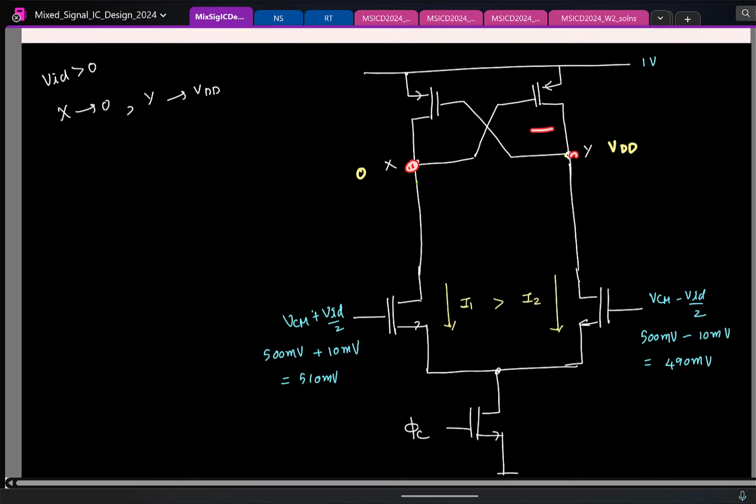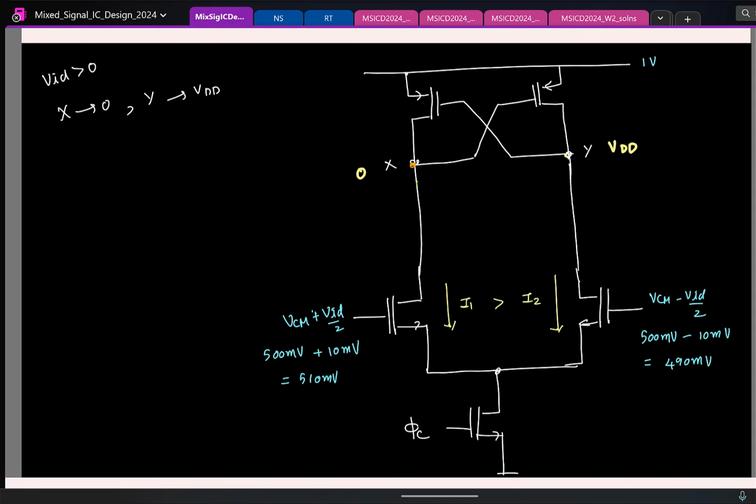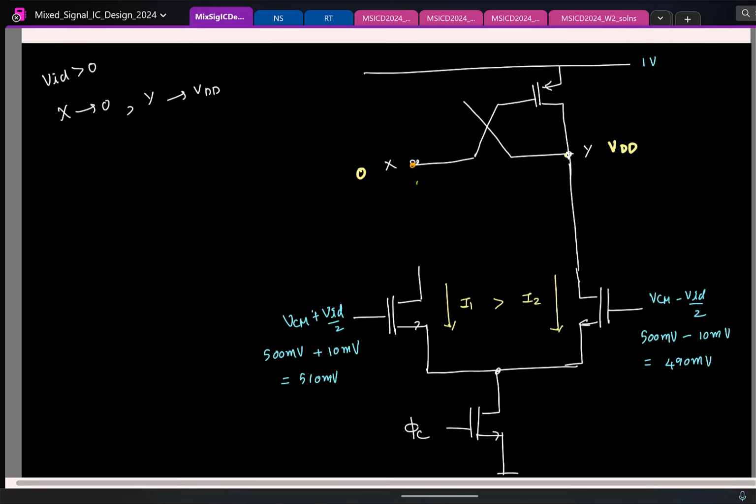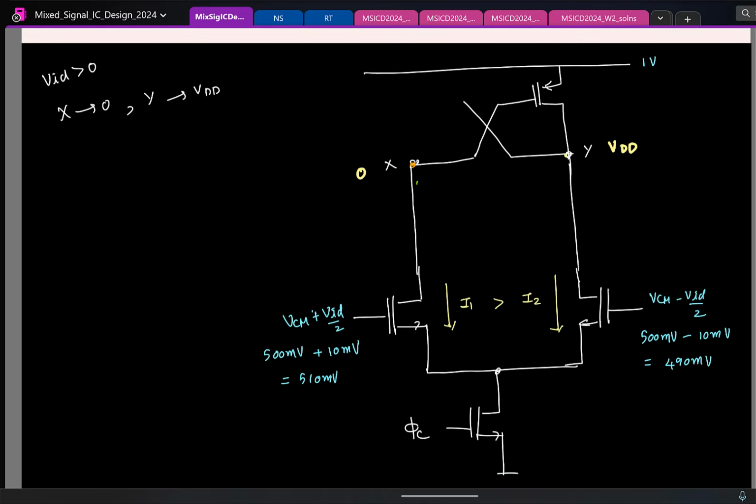So if this is at 0, this transistor is on or off? PMOS gate is grounded, it is on. What can you say about this transistor? Gate is at VDD, it's off. So for now I will remove this guy and just say that gate is at ground, this is also ground. Now we know this transistor is on, which means it is going to draw some current.